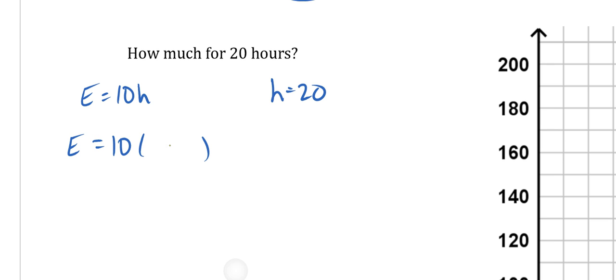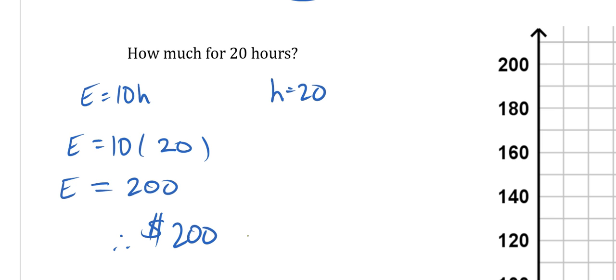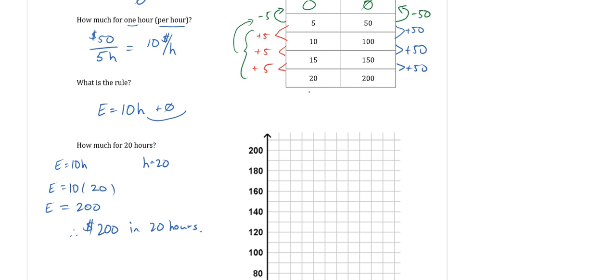Okay, so what do I do here? I put 20 in. What do I get? 200. So $200 in 20 hours. And that matched our table, I believe. $200 in 20 hours. Very nice. What'd you notice about trying to do the graph?